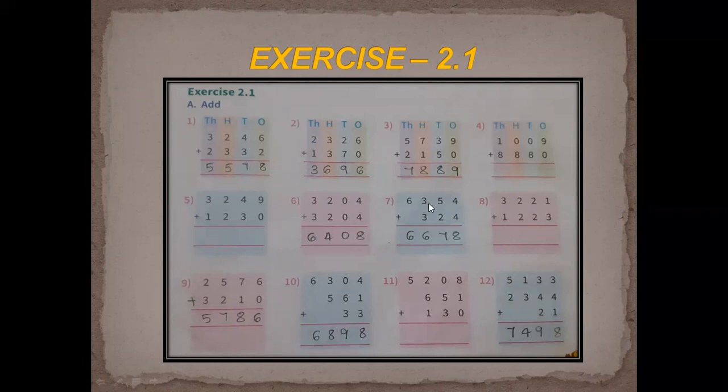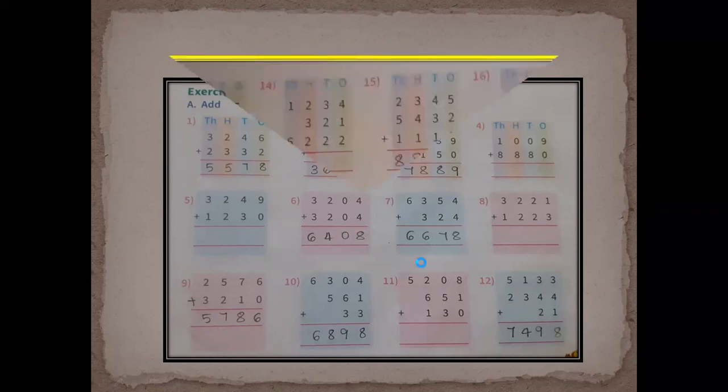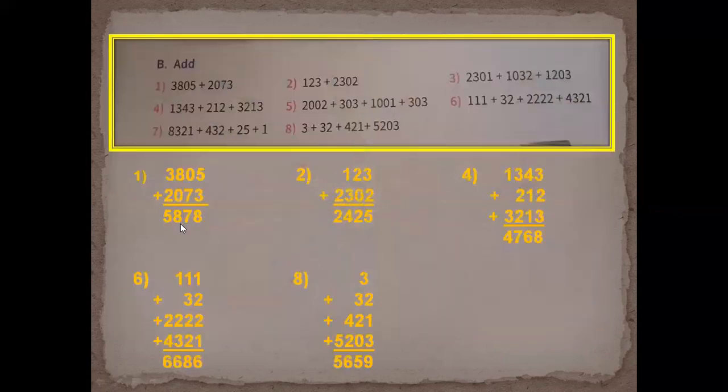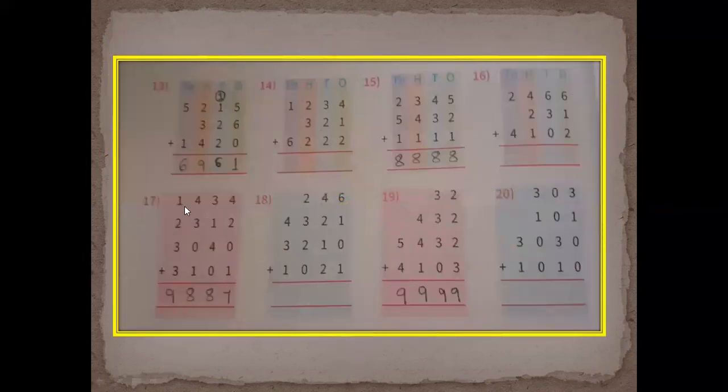Seventh one, 6354 plus 324, that equals 6678. Like this only you have to add all these problems, up to the 12th, and then the 13th to 20th are the same. See here, from the 17th onwards, the question is 1434 plus 2312 plus 3040 plus 3101.